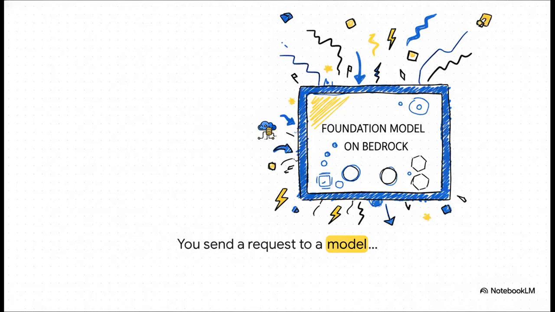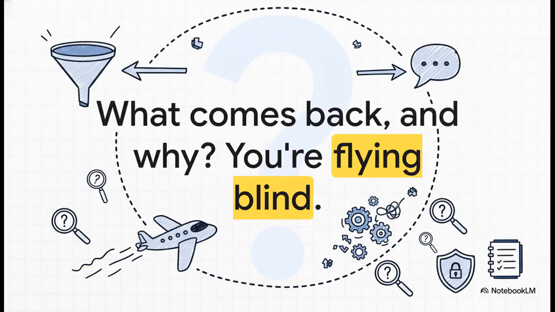Right now, your process probably looks a little something like this. You're firing off prompts, maybe some other parameters, to a foundation model running on Bedrock. And boom, you get a response back. But what just happened in between? Why that specific answer? Without any visibility, you're pretty much flying blind.